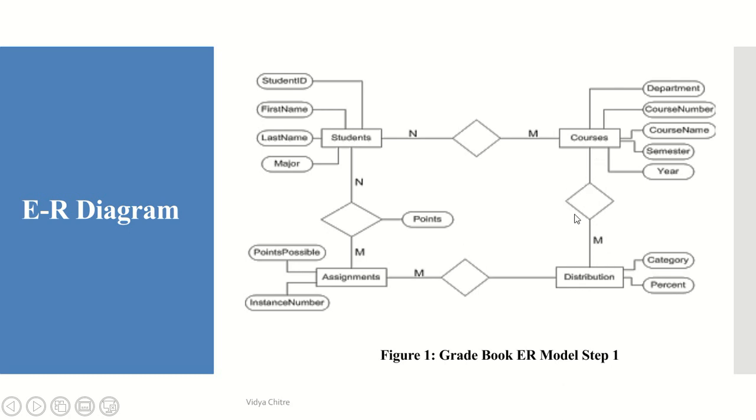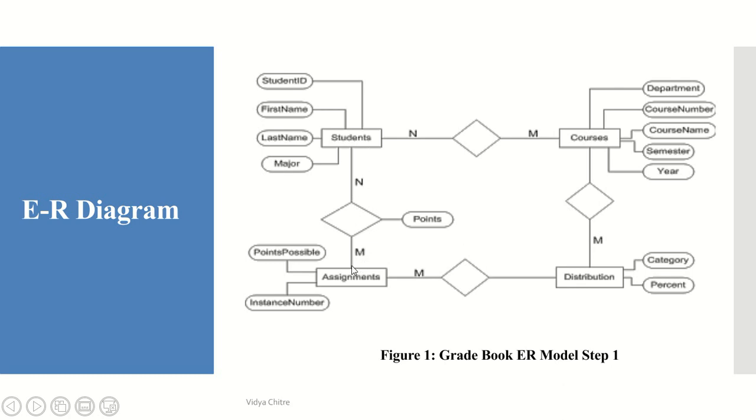Now, the most important thing is how each entity is related to the others. When we show the relation between two entities, we show it with a diamond. How is the student related to the courses? As we have seen, a course has zero or more students, and a student can be enrolled for zero or more courses. So there will be a many-to-many relation. Similarly, for n number of students, n number of assignments are going to be there, so a many-to-many relation is there.